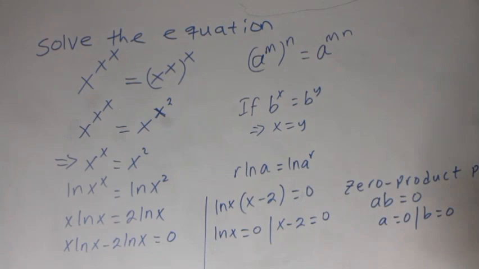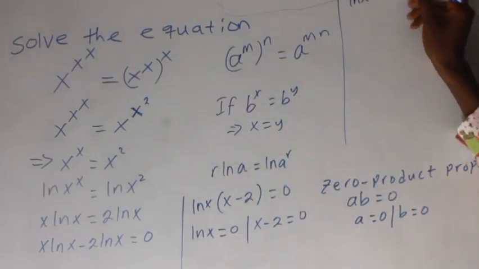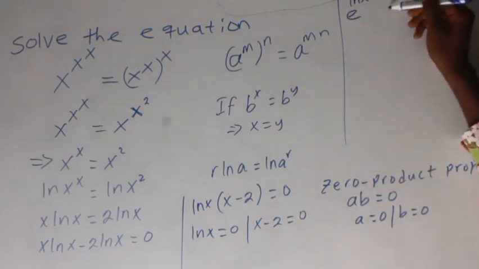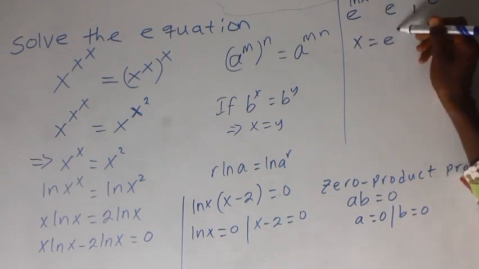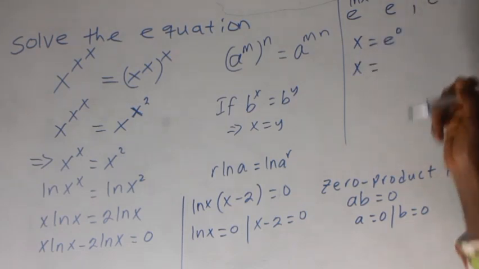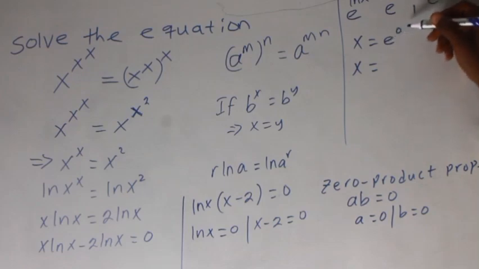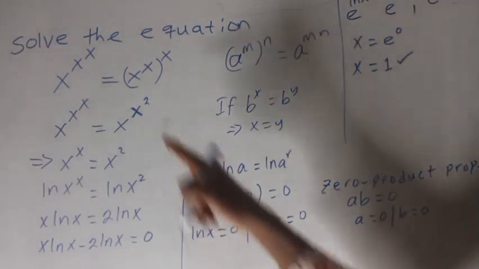Right? Now, if ln of x equals 0, how do I solve for x? To solve for x is to take the exponent of e, to exponentiate both sides. So it's e and e. So this is going to be x equals e raised to the power of 0. And you are taught that a number raised to the power of 0, with the exception of 0, is equal to 1. So e raised to the power 0 is 1. So x equals 1 is one of the solutions to this problem.